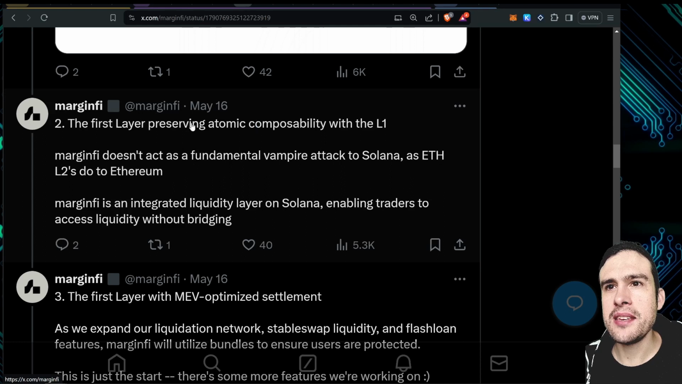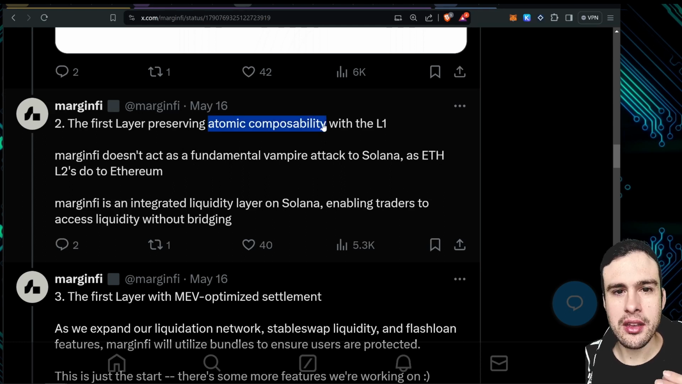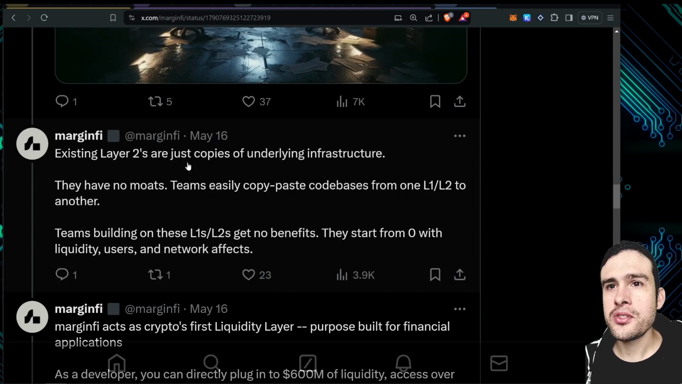So this is the main goal of Solana, as with a lot of monolithic chains really, preserving that single atomic state is essentially the end game. It's to maintain that and shy away from having to create any scaling solutions, but to scale on the actual chain, or let the chain itself scale, right? It's one of the reasons why Firedancer is so hyped as well, because it's a huge scaling upgrade for Solana. So yeah, existing L2s are just copies of the underlying infrastructure. They have no moats. Teams easily copy-paste code bases from one L1 or L2 to another. Teams building on these L1s or L2s get no benefits. They start from zero with liquidity, users, and network effects.